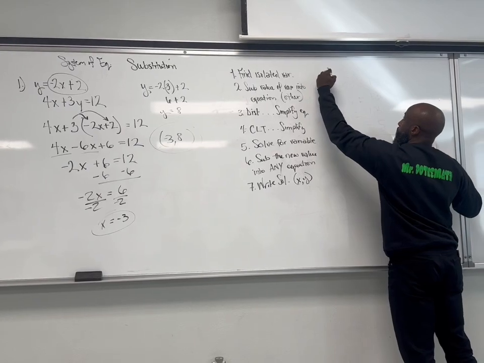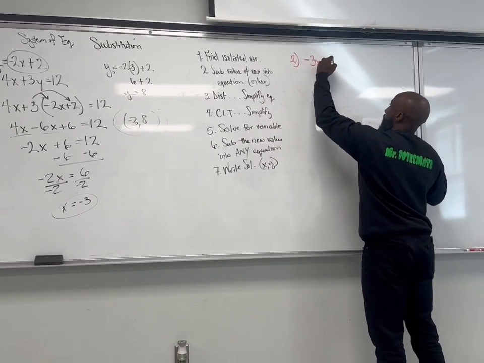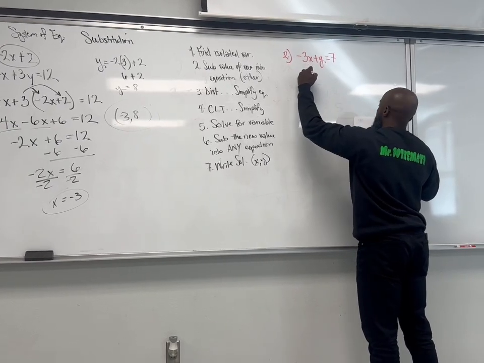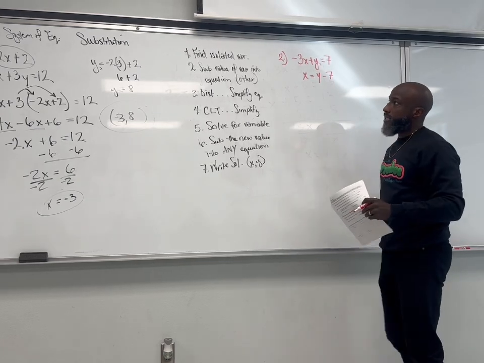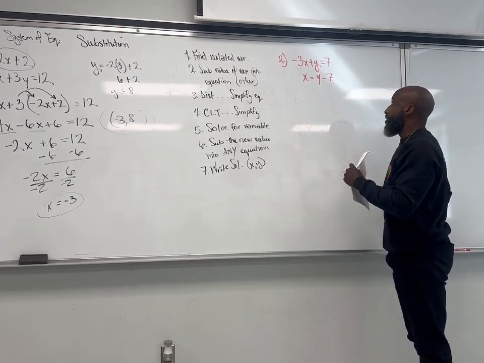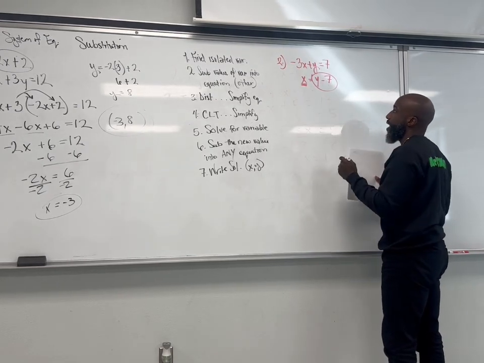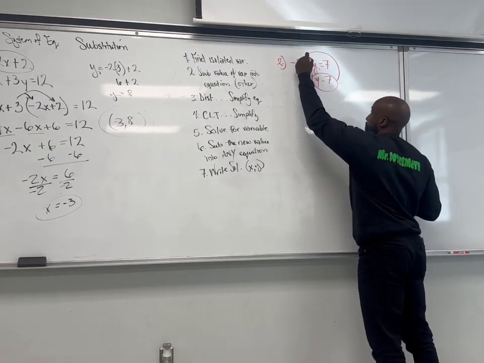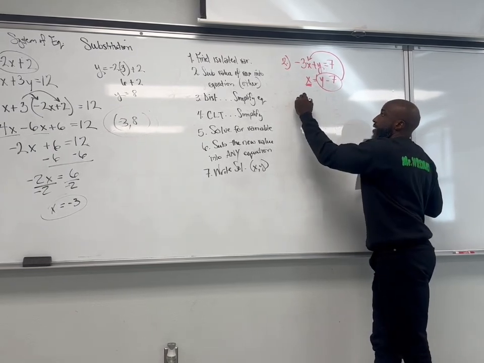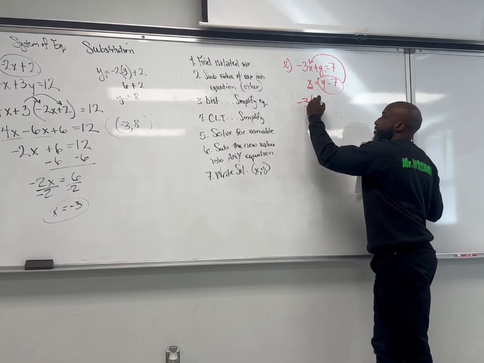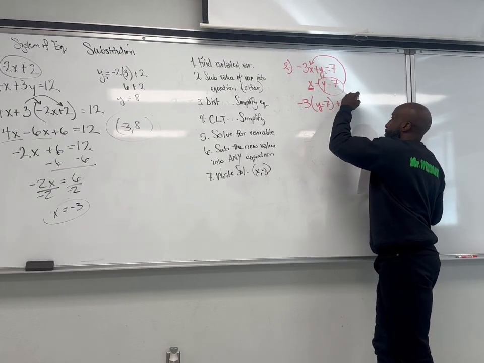All right, number 2 says negative 3x plus y equals 7, and we have x equals y minus 7, okay? First step, find the isolated variable. Our isolated variable here is x, right? x equals y minus 7. So we're going to substitute that x value into the equation. So we have negative 3 times (y minus 7) plus y equals 7.